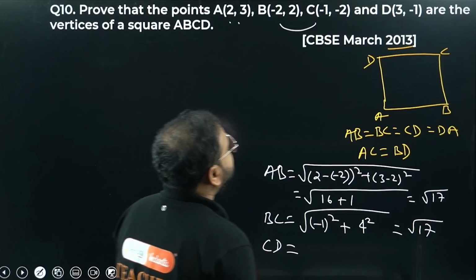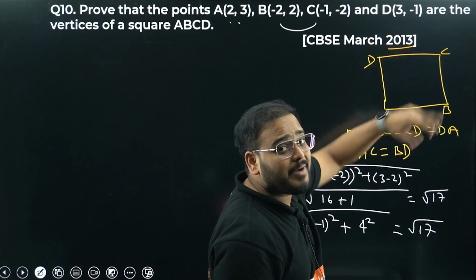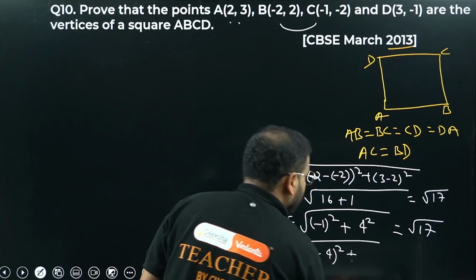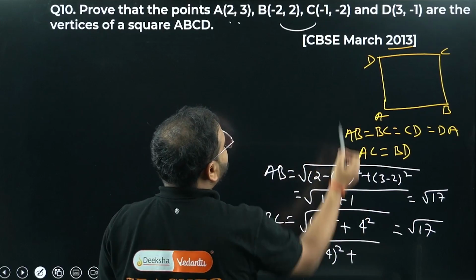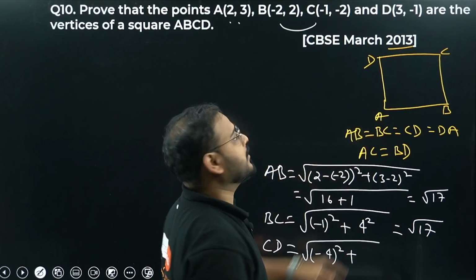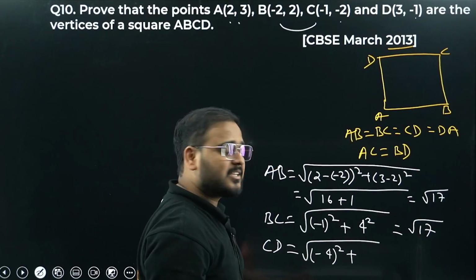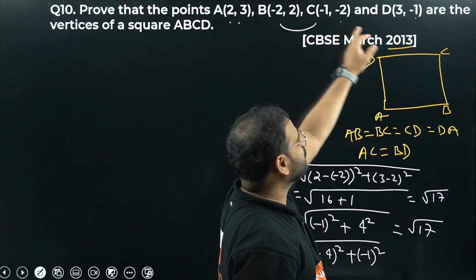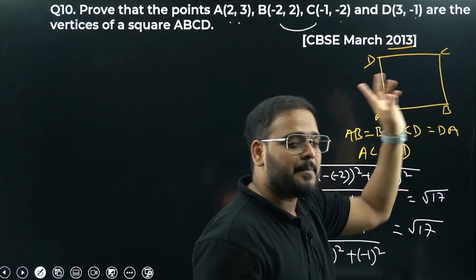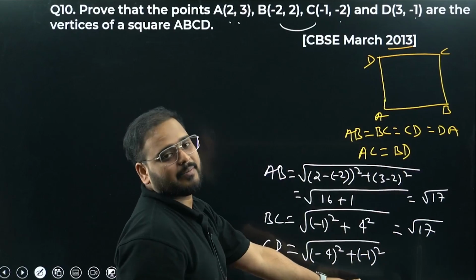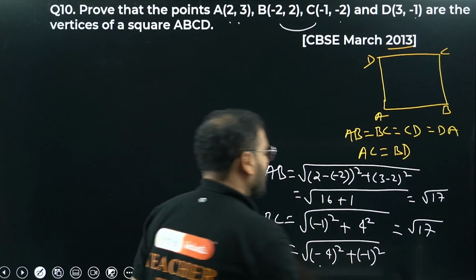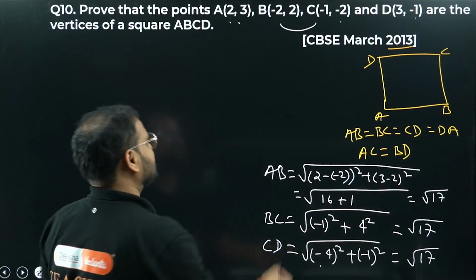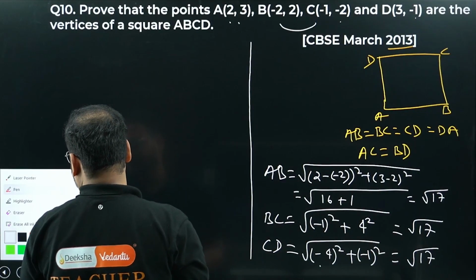CD, last one. Minus 1 minus 3 is minus 4. If you're not sure about my subtractions, do it again from your side. Minus 2, minus of minus 1 becomes minus 2 plus 1, which is minus 1. 4 squared is 16, 1 squared is 1, again coming as root 17. It is supposed to come equal, right? Yes.